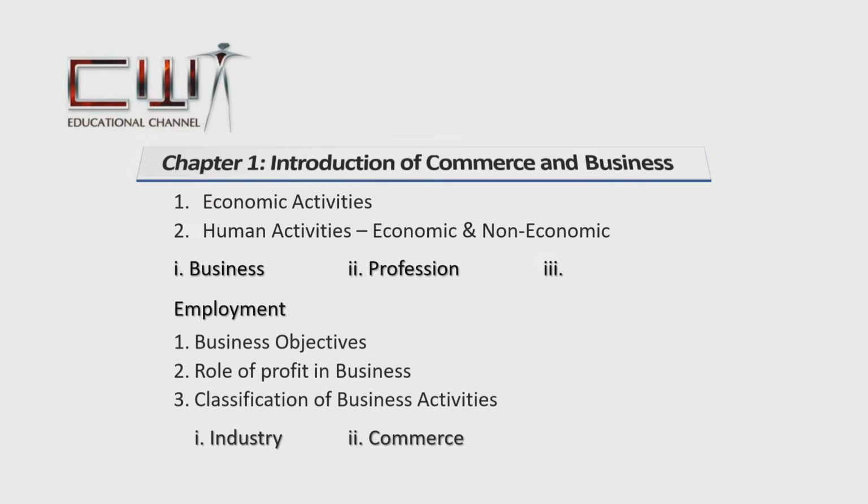In the first chapter, Introduction of Commerce and Business, we'll discuss the various economic and non-economic activities, which are known as human activities. The economic activities are divided into three categories: business, profession, and employment. We'll also understand the various objectives of business and the role of profit in business. We'll also understand the business activities as classified into industry and commerce.